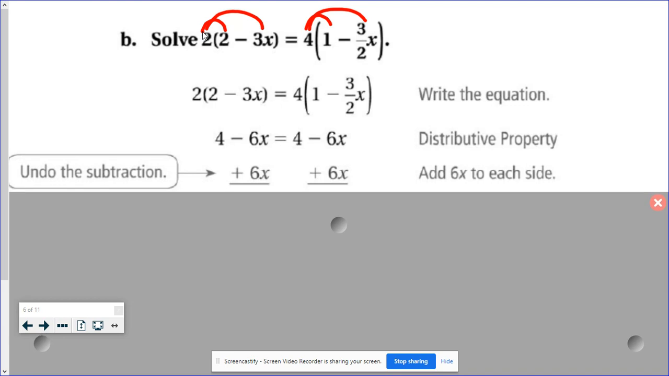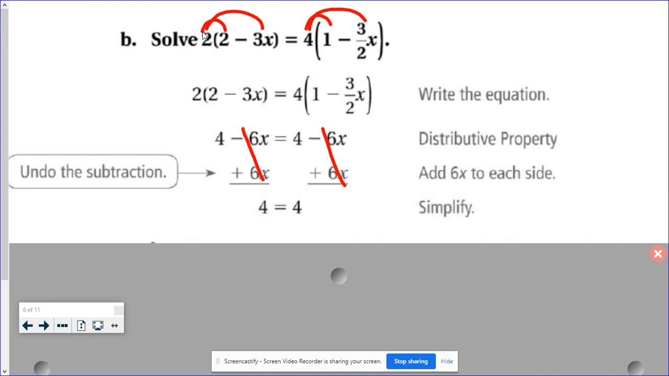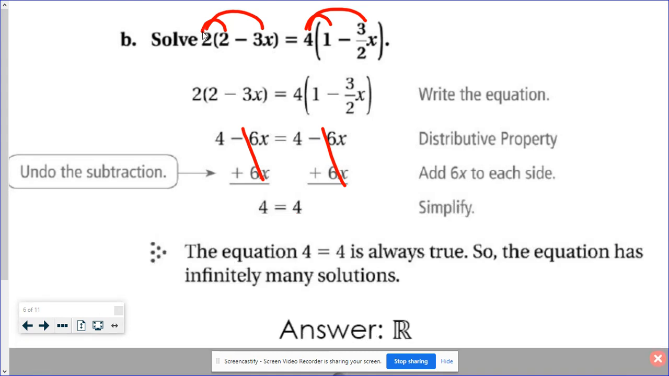And to get rid of those, we would use a +6x. That's going to cancel, that's going to cancel. When that happens, we get 4 equals 4, which is true. And we know it's true, and it's always true. So we get that fancy R. Any real number will work.